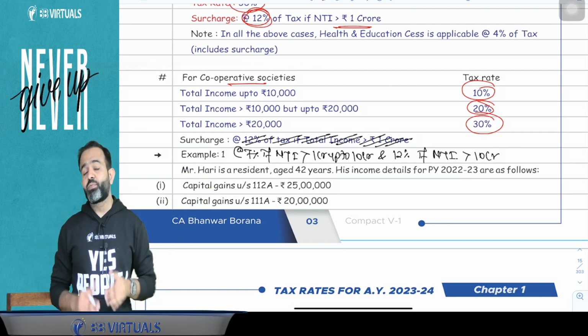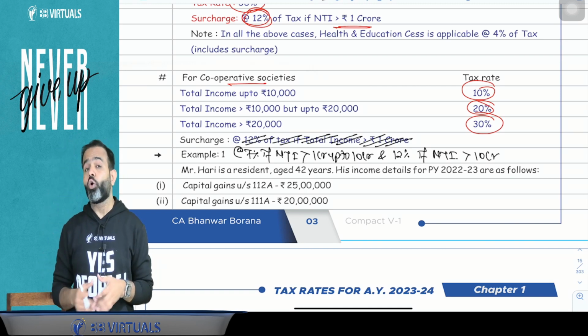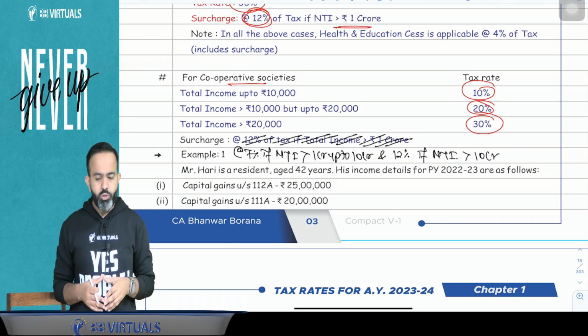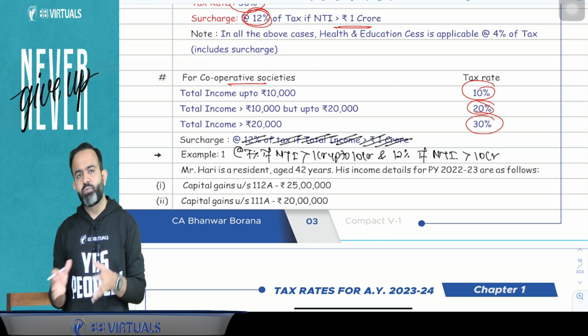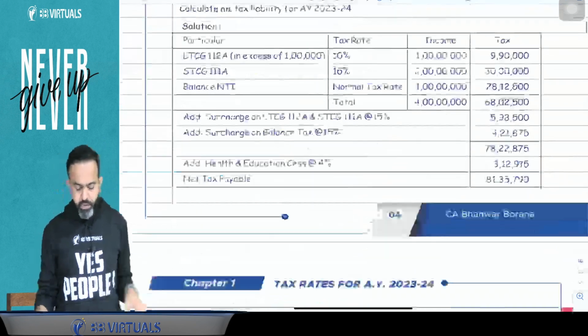Now, one more point, guys. First, you have to calculate the tax. In that tax, you have to add the surcharge, and after that, always you have to add the health and education cess at the rate 4%. So in case of all assessees, you have to add the health and education cess at the rate 4%.